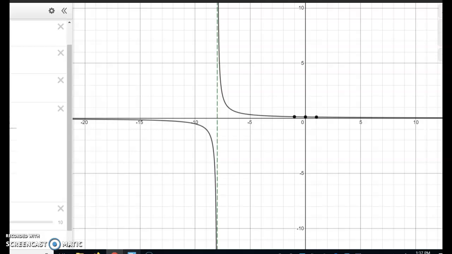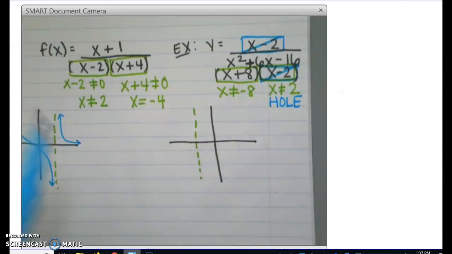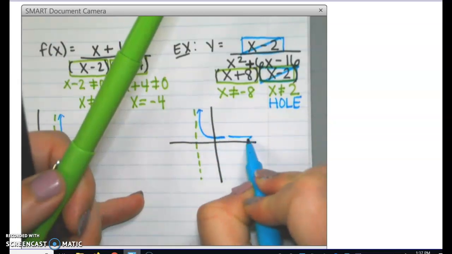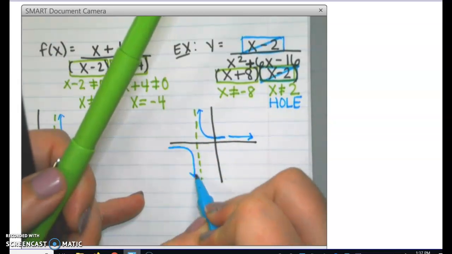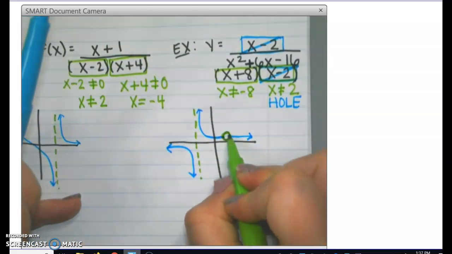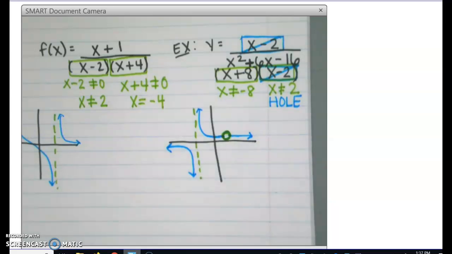I'm going back because I don't remember what this looked like. Okay. So I'm going to skip that for a second. There's a hole in the graph when x equals 2.